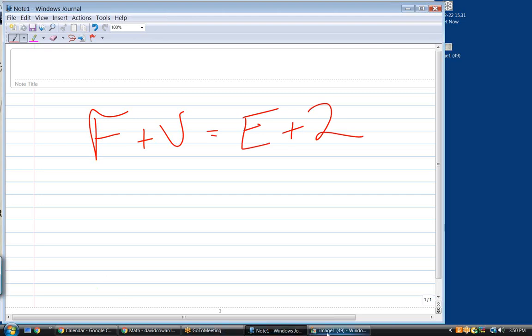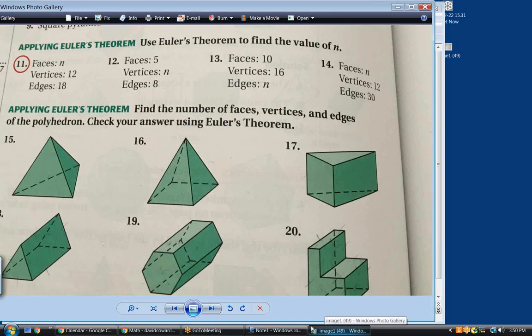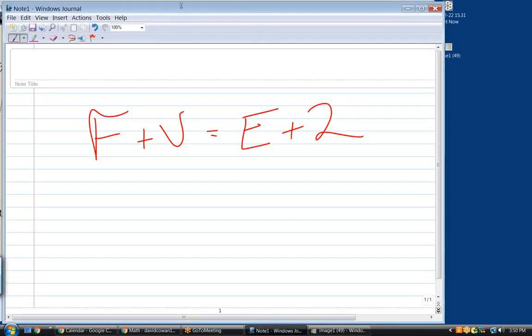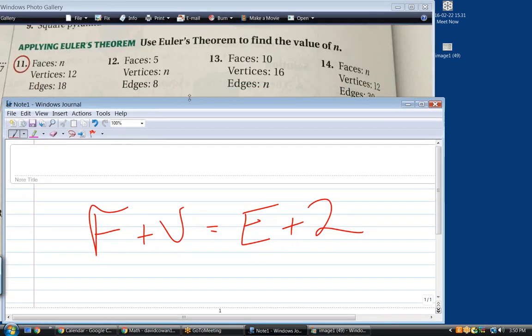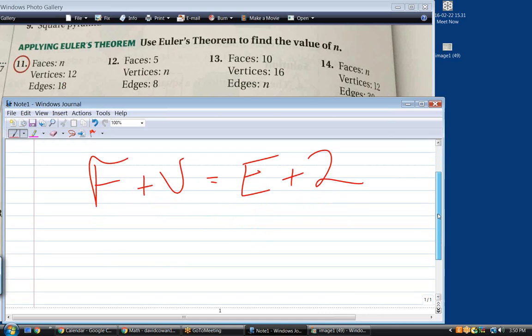So if I look at number 11, they want me to figure out the number of faces. So how am I going to figure out number 11? Using Euler's theorem.